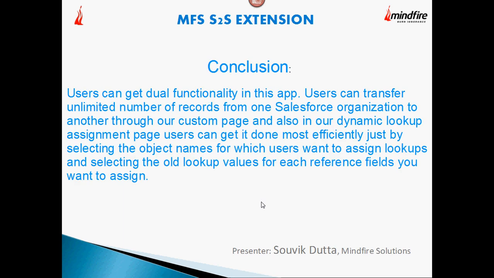Then at last comes the conclusion. Users can get dual functionality in this app. As we have already discussed, users can transfer an unlimited number of records through this app from one organization to another, and can also do dynamic lookup assignment most efficiently by selecting the object names dynamically and selecting the fields where they have kept the old primary ID and old parent ID, and just assign the correct lookups.